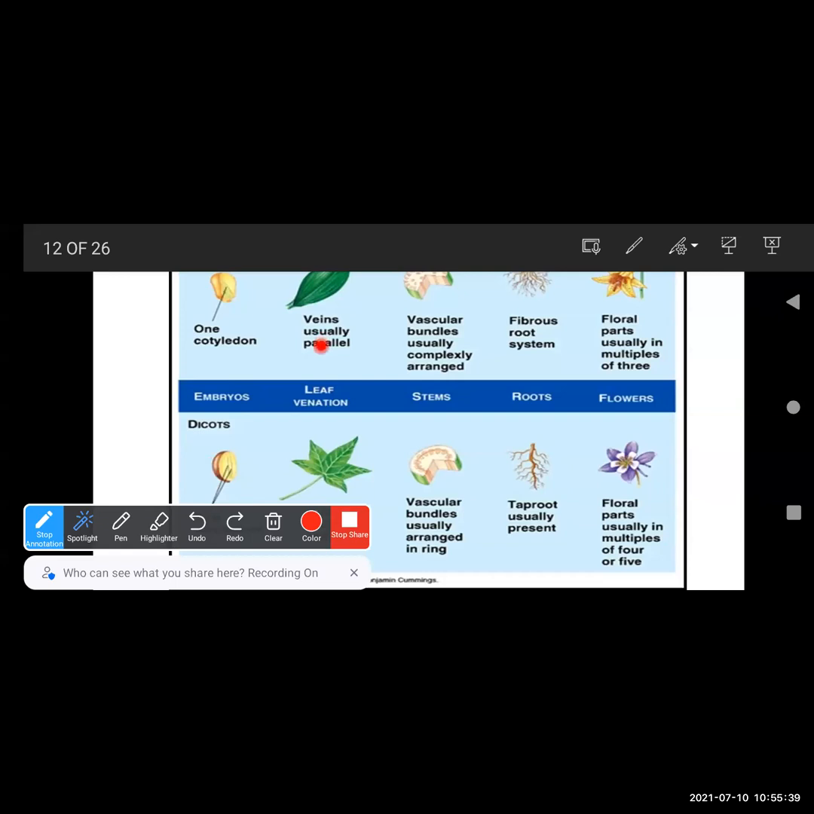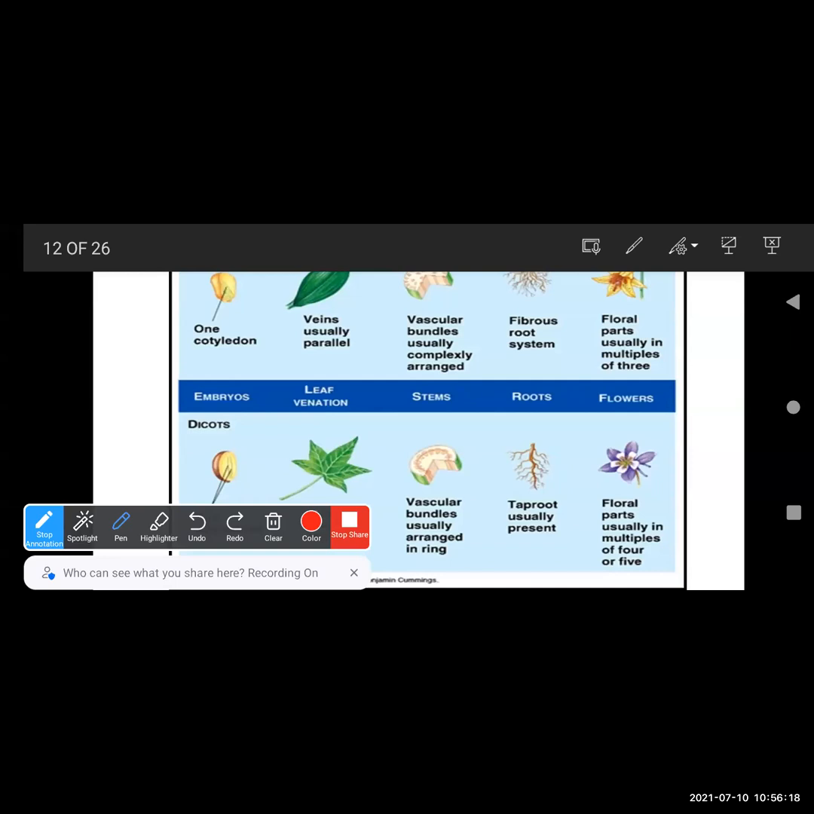If you see the leaf, you will find the veins are usually parallel. Can you see the veins? This is called parallel venation, next to one another. And here, in dicotyledonous plants, the leaves have reticulate venation. Reticulate means a net-like structure.